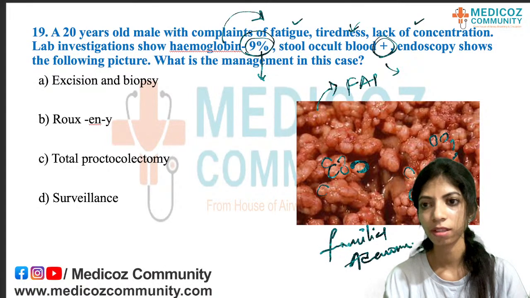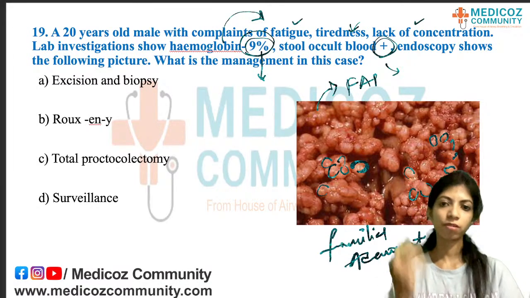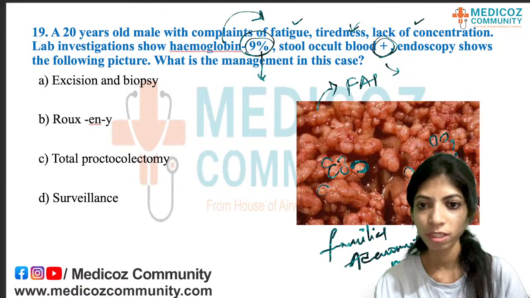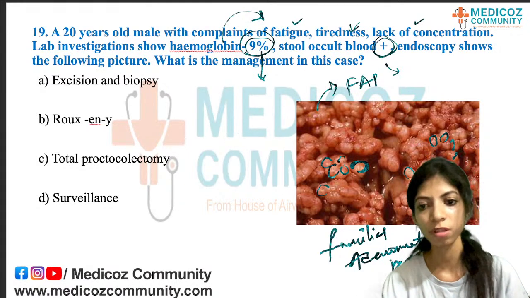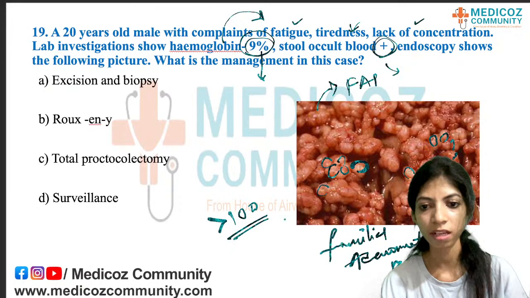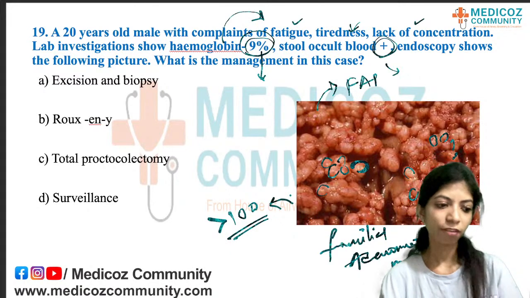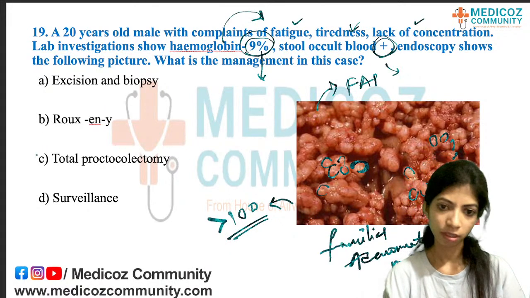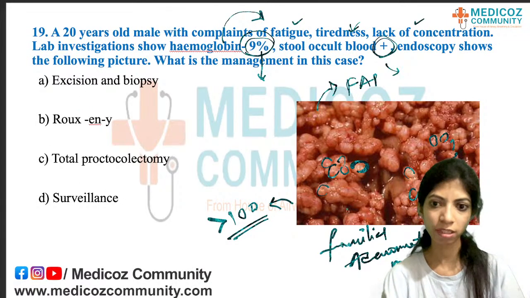adenomatous polyposis. So here what is he asking? What is the management in this case? What is the management for the FAP? FAP is where you have more than 100 polyps in one cross section. Okay, this is considered as FAP. And in FAP you have your... what is the treatment he's asking?